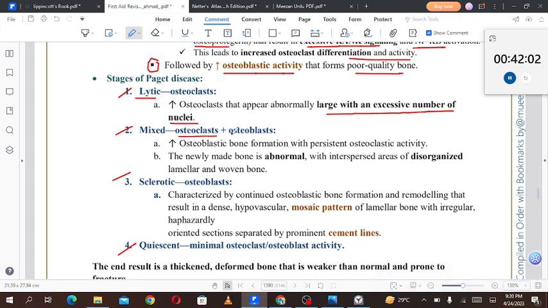Mixed, that is osteoclast plus osteoblast: increased osteoblastic bone formation with persistent osteoclastic activity. The newly made bone is abnormal with interspersed areas of disorganized lamellar and woven bone. Sclerotic, or osteoblast stage, is characterized by continued osteoblastic bone formation and remodeling that result in a dense, hypovascular, mosaic pattern of lamellar bone with irregular, haphazardly oriented sections separated by prominent cement lines.